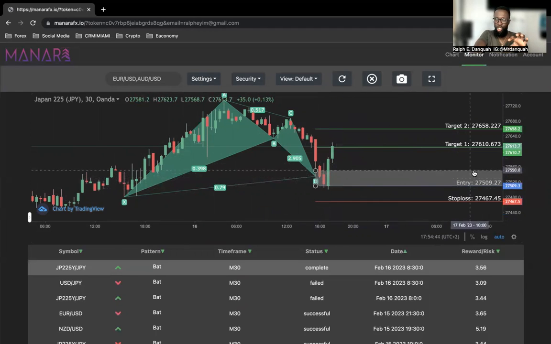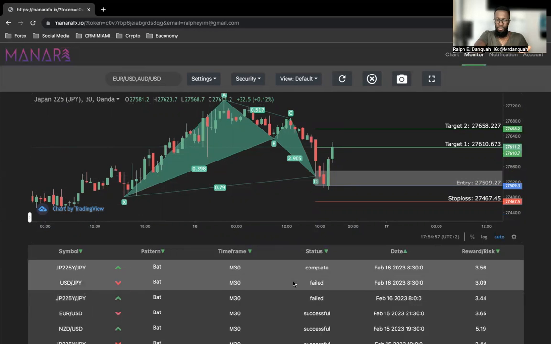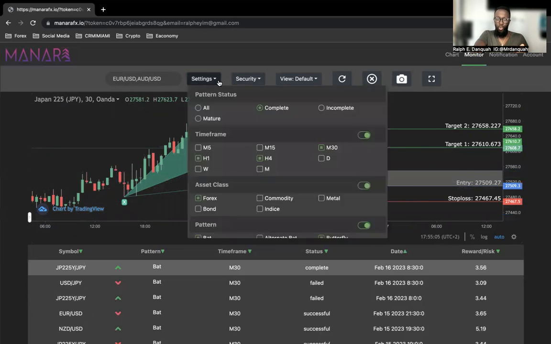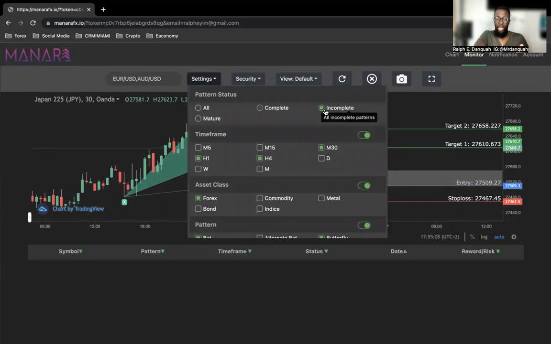In this case, we have a zone. Anytime the market is anywhere in the gray zone, we're able to get in. In this case, it's JP225, that's the pair, JP225 slash the yen. It's a bat pattern. M30 says complete, so that means that we can get in. If it's in this, that means we're good to go.